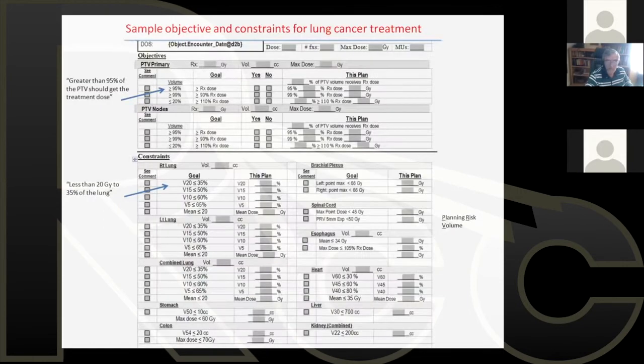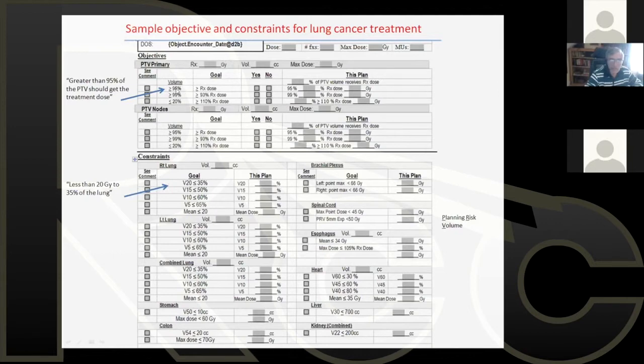In my center, we have developed objectives and constraints for all of the different cancers that we treat. This is an example sheet of a lung cancer. And typically this would be 60 gray in 30 fractions. I want to point out a couple of entries here that we will explore a little bit more. So for this lung cancer, this is a 3-field lung cancer plan.